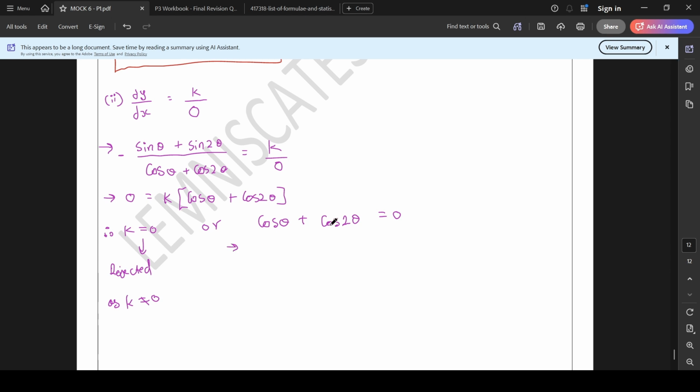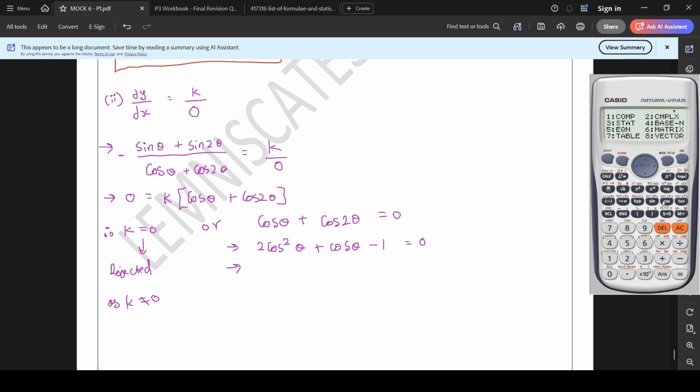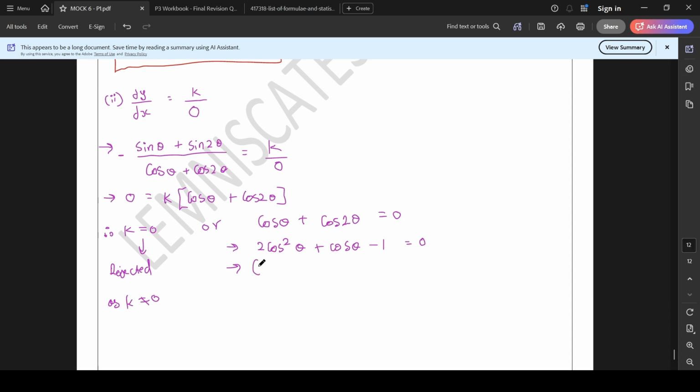So it will become 2 cos square theta minus 1. So 2 cos square theta plus cos theta minus 1 is equal to 0. From this, I'll use my calculator to make the factors. So 2, 1, minus 1. The factors are 2 cos theta minus 1 and cos theta plus 1.